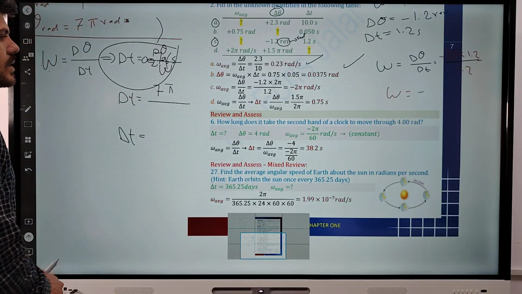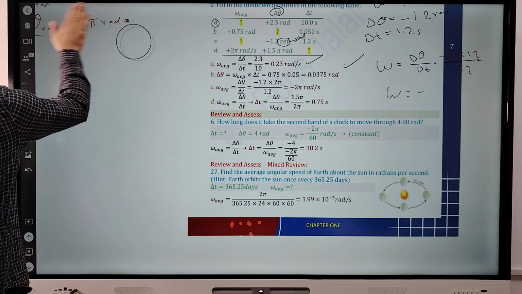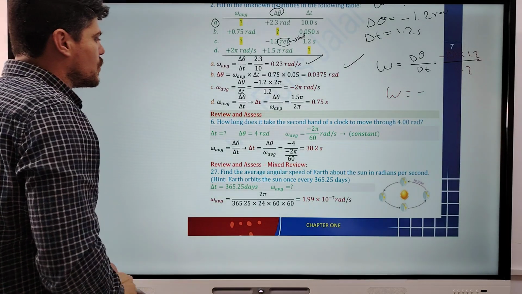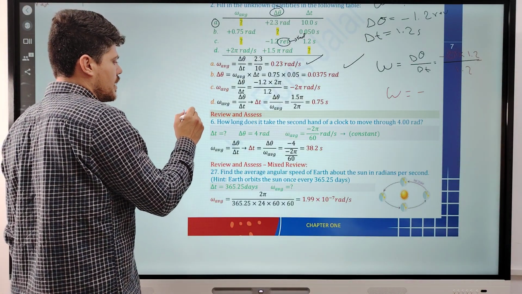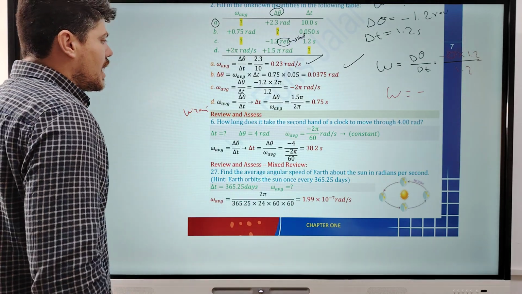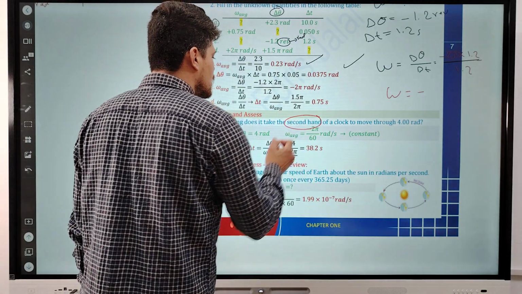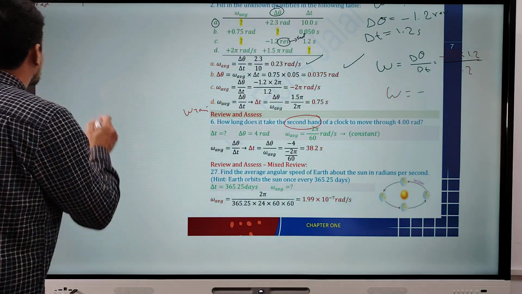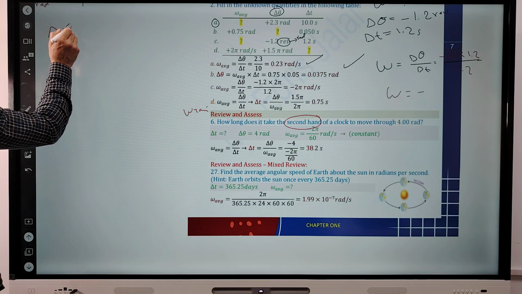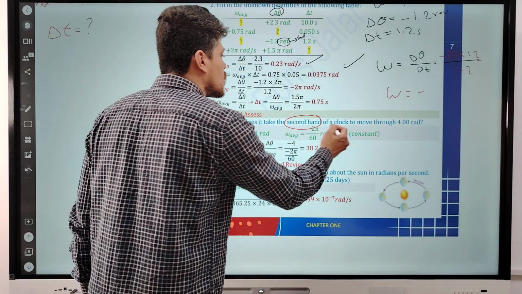Question 6 from the chapter review is also very important, and it has been brought in the Wizari exam. Be careful. How long does it take the second hand of a clock? Delta T is unknown.